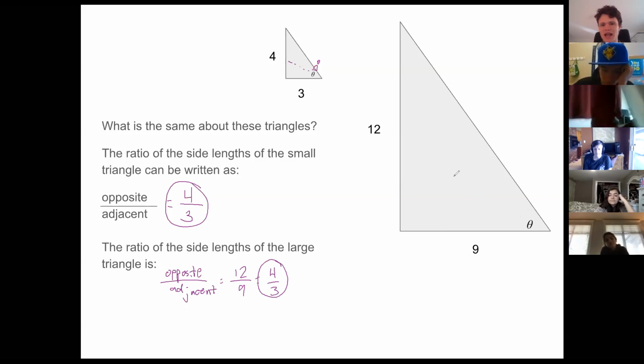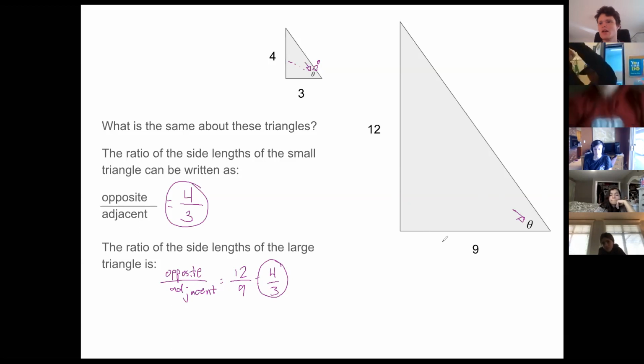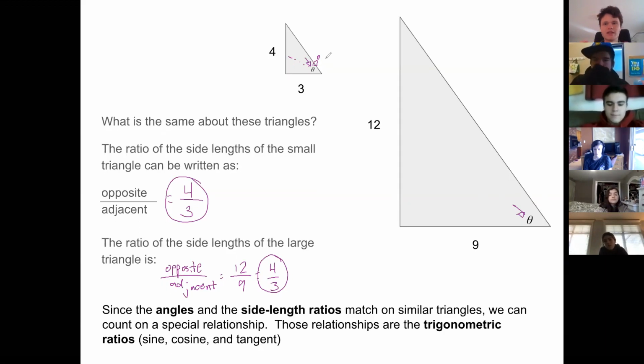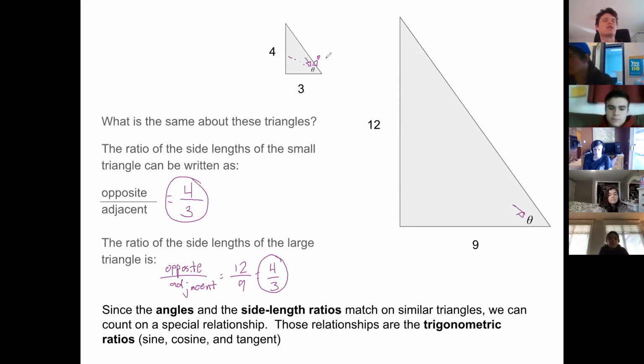Okay, so if this angle is the same here and here, if they're the same angle, then these ratios are going to be the same as well. Maybe the sides are bigger or smaller, but the ratio stays the same. So, since the angles and the side length ratios match on similar triangles, we can count on a special relationship. Those relationships are the trigonometric ratios.